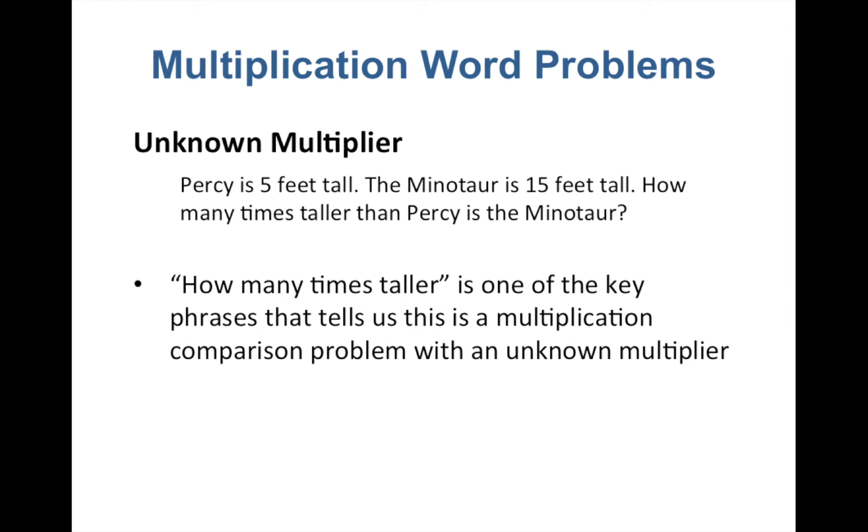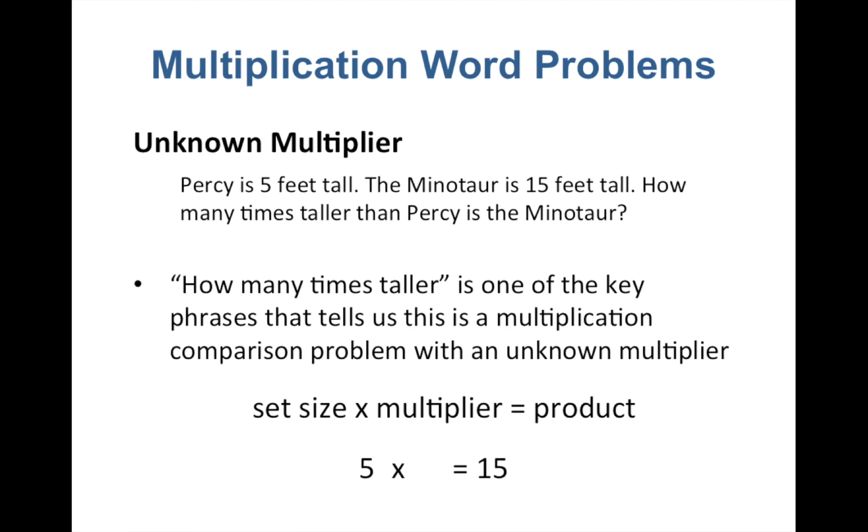It's telling us that this is one where we need to compare those two numbers, 5 and 15, but we don't know our multiplier. So our set size would be 5, Percy's set size, and we know our Minotaur's set size is 15. And we need to know 15 is how many times bigger than 5. What would we be multiplying 5 by to get 15?